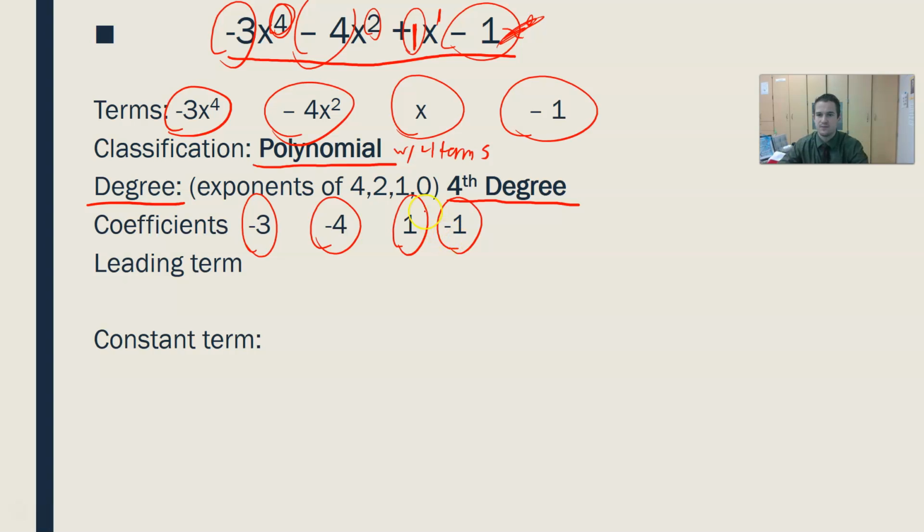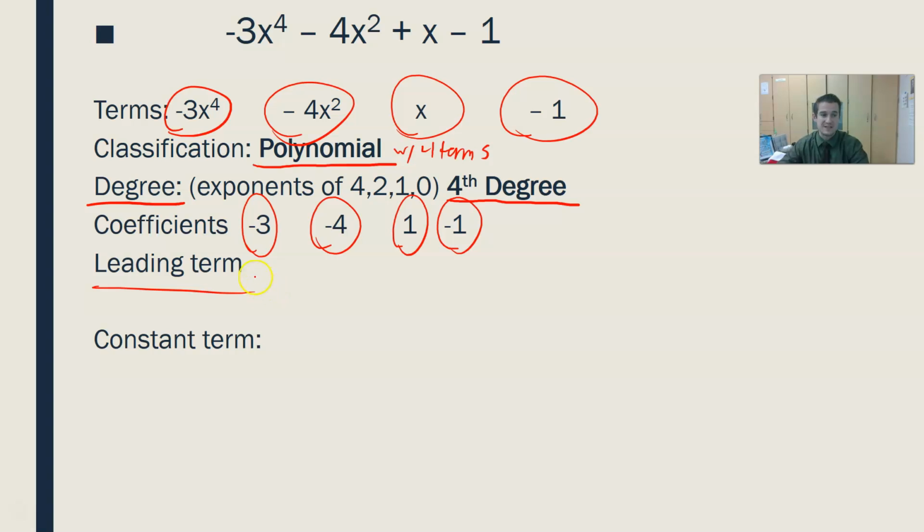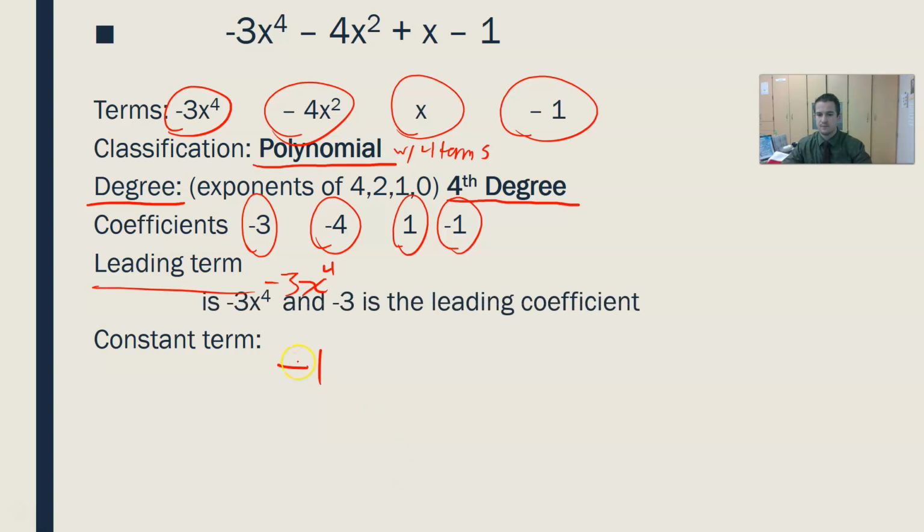Those are my coefficients. The leading term is the first one when it's in standard form, which it is. So the leading term is negative 3x to the 4th, and the leading coefficient is the number in front of that x, so negative 3. The constant term is negative 1, the number without a variable attached to it.